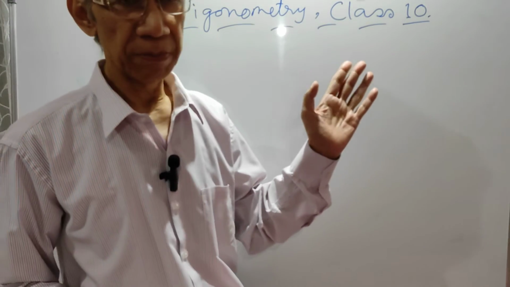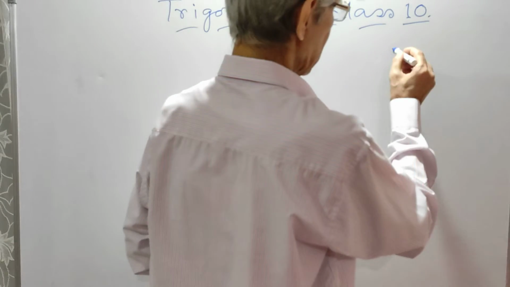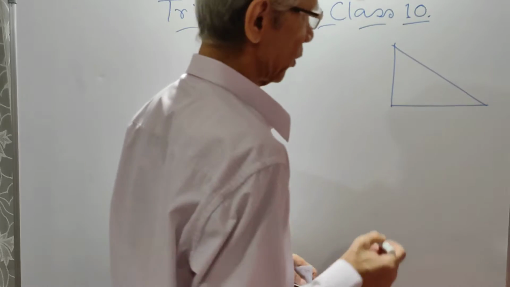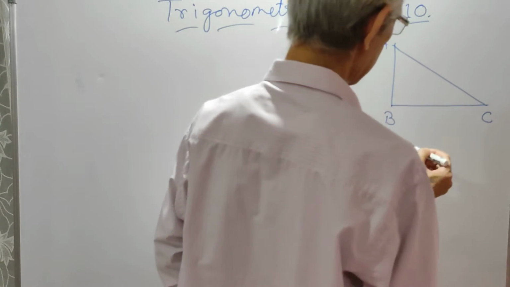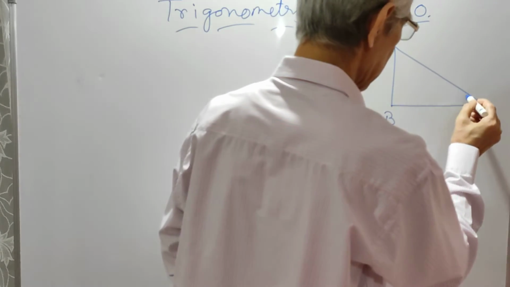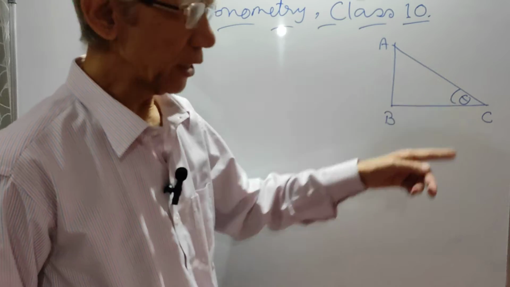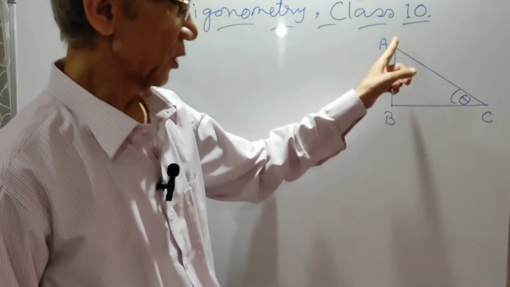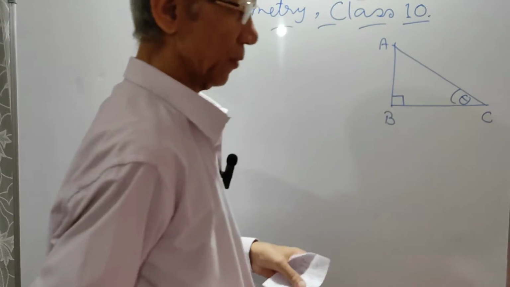Let me show you the derivation of the formula. The first formula. So consider this right angle triangle. Suppose we call it ABC. ABC is a right angle triangle. So this is the angle under consideration, theta, which is acute. All right. So this is hypotenuse, this is opposite, this is adjacent, or this is perpendicular, this is base, this is the right angle. All right.